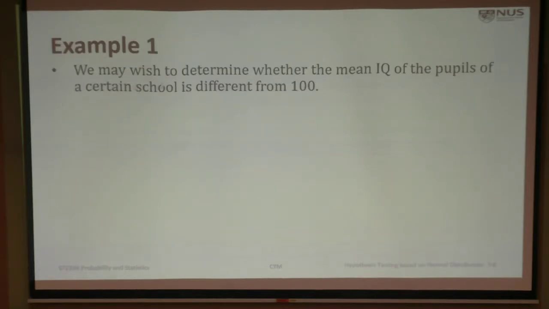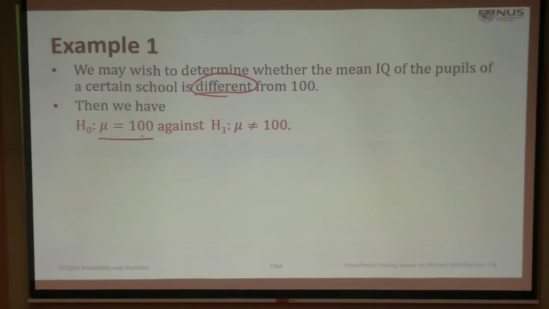Now, we wish to determine whether the mean IQ of pupils of a certain school is different from 100. All right, different from 100. It did not specify whether it is higher than 100 or lower than 100. So it's only different from 100. So that's what we want to establish. So our null hypothesis, in this case, is mu equal to 100.